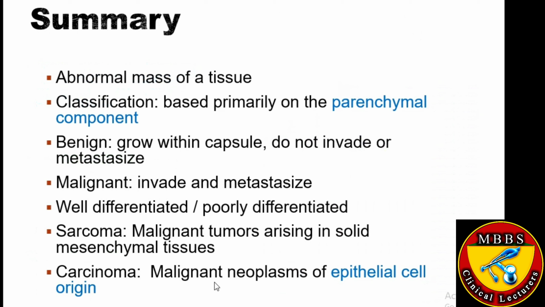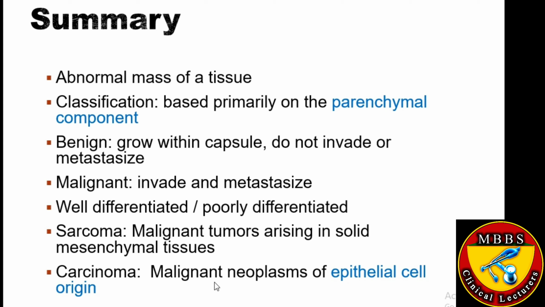Now, we are just about to end this lecture. This is a summary of what we did today. First, we defined neoplasia, that is, an abnormal mass of tissue. We did the classification, and we tried to understand how it is classified in neoplasia, and it is basically classified according to the parenchymal component. Then we have benign kinds of tumors and malignant kinds of tumors.